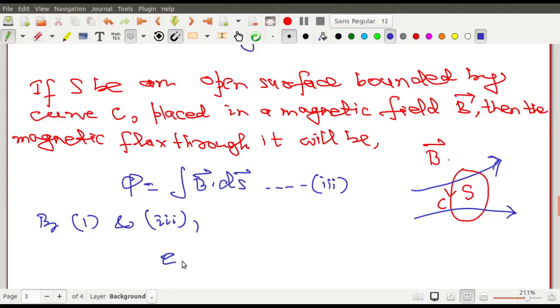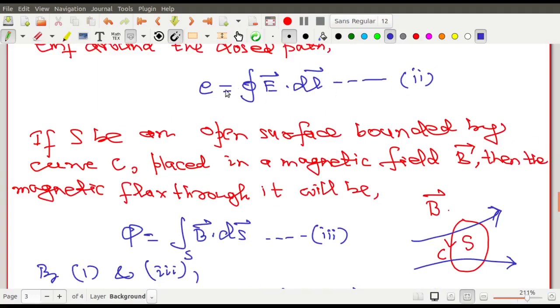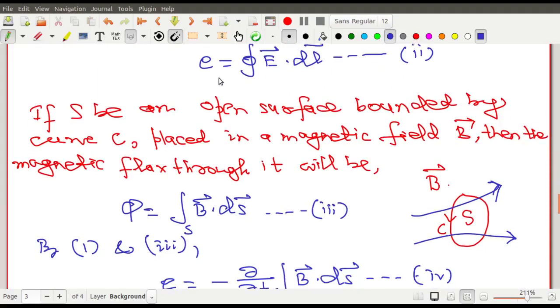By 1 and 3, E equals, it was minus del phi del t, so it is minus del t of integration B dot ds. ঠিক আছে? This is suppose equation 4. Now you compare 2 and 4, you see that 2 and 4 both are expressions for E. 2 এবং 4 দুটোই E এর expression আছে.